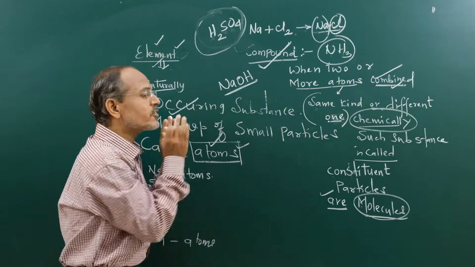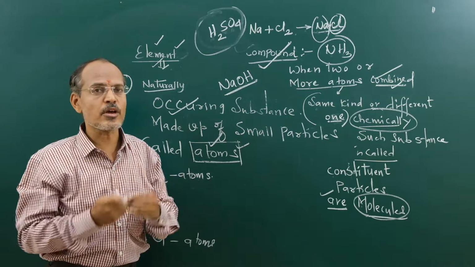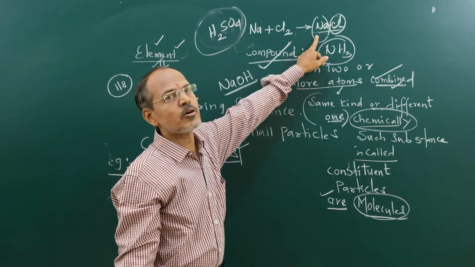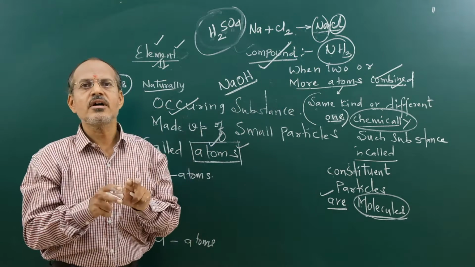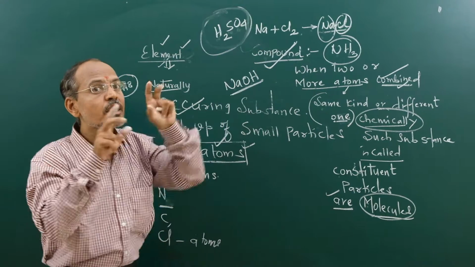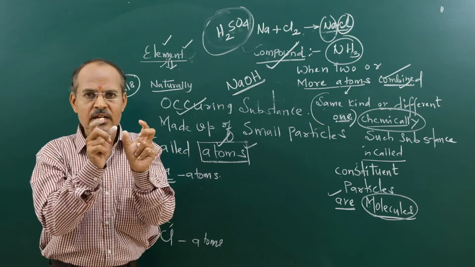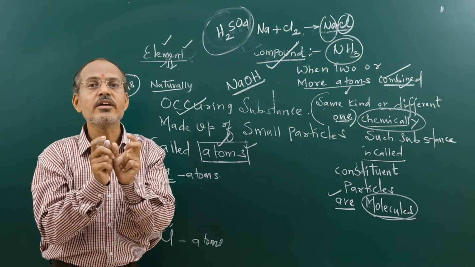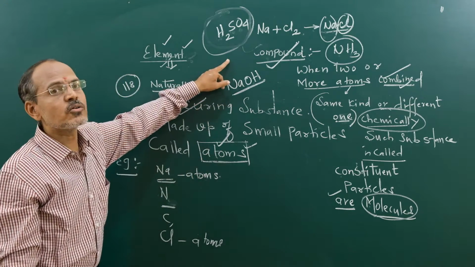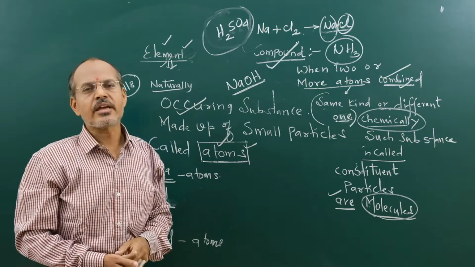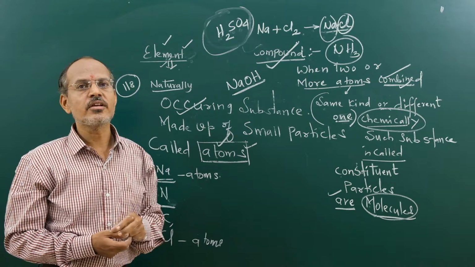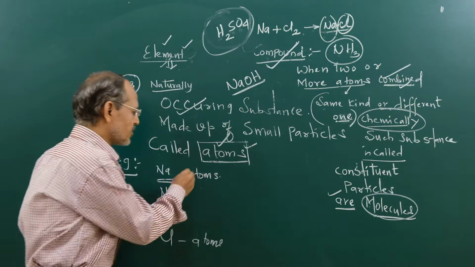So this is the first step before going to how to write the formula of the compound. That means we should differentiate the element and the compound. Then only we are in a position to get the clear picture and complete knowledge about how to write the formula. Now we'll concentrate on how to write the formula. Before going to that, there are a few concepts and points that we should go through. The first one is about the atom.